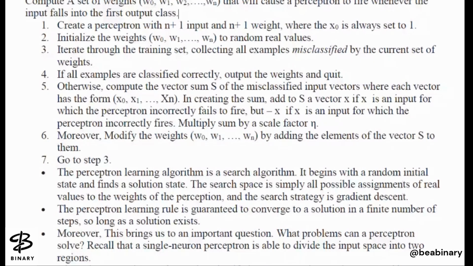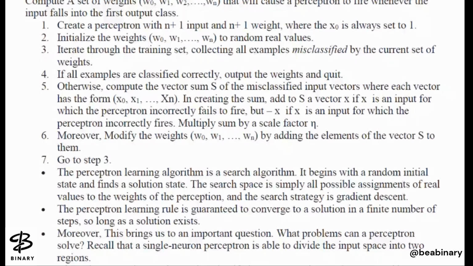The first step is to create a perceptron with n plus 1 inputs and n plus 1 weights, where x0 is always set to 1. Then the second step is to initialize the weights from W0 to Wn to random real values.